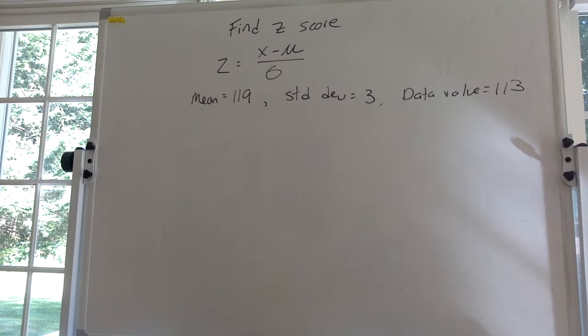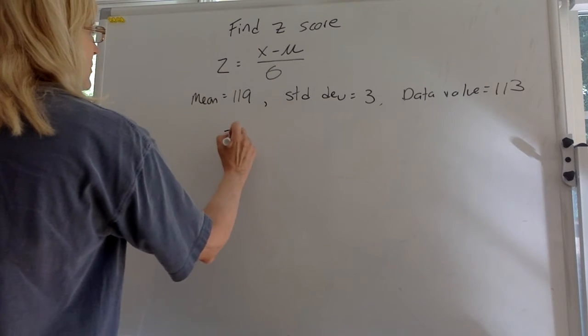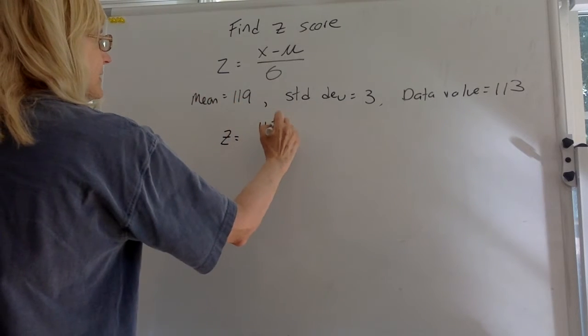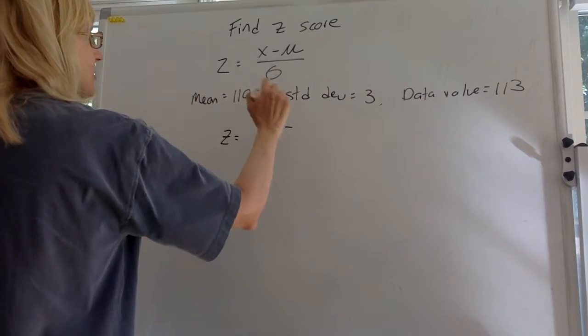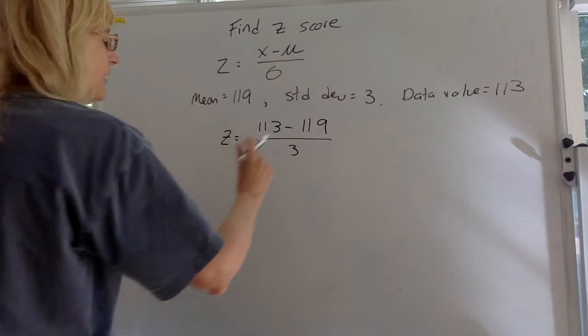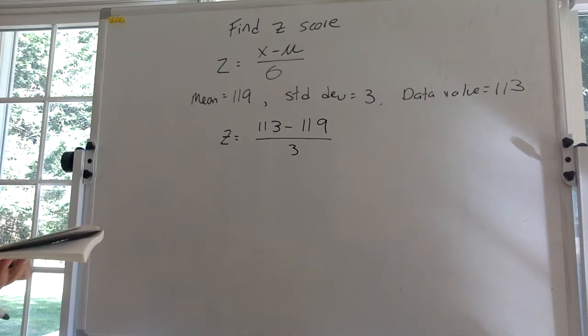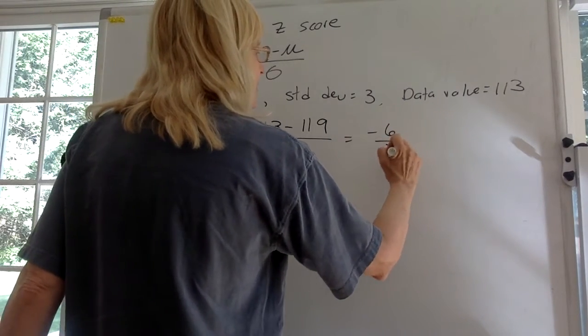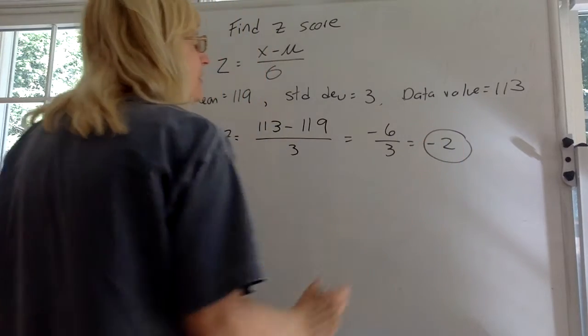So this is a nice problem because basically it's just plug in. So you just have to figure out what's what. Z we don't know. X is the data value, so that's the 113. Mean is mu minus the 119 over the standard deviation, which is 3. You can have negative z-scores, that's no problem. So you get negative 6 divided by 3 equals negative 2.